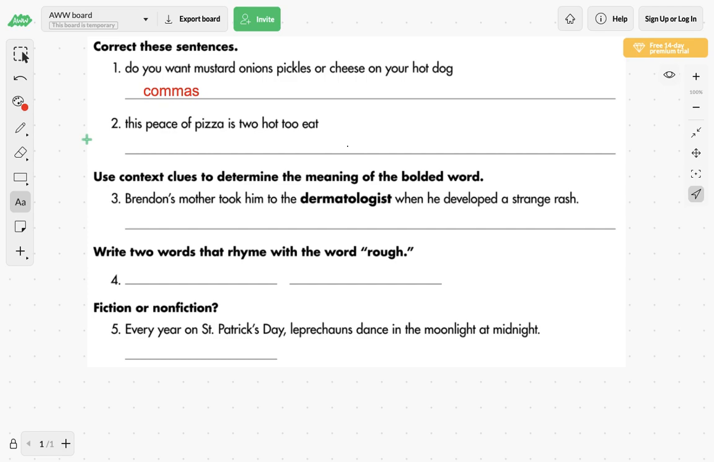Look at number two. This piece of pizza is too hot to eat. So you need to focus on, here we go. Move it down a little bit. Move it up a little bit. You need to focus on this. What in the world are those? Homophones, guys. Those are words that sound the exact same, but they mean something different and they're spelled different.